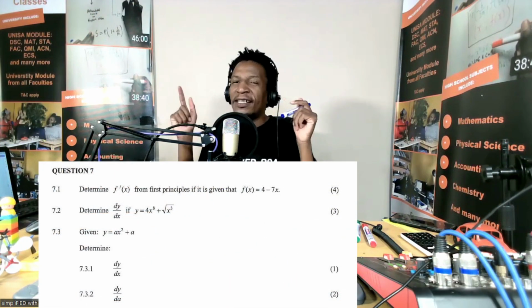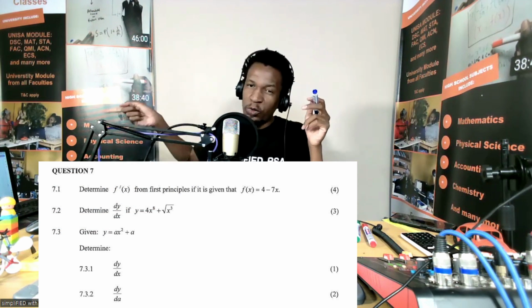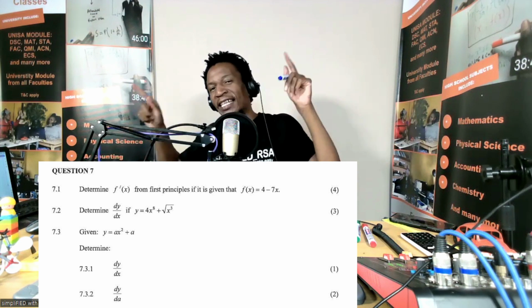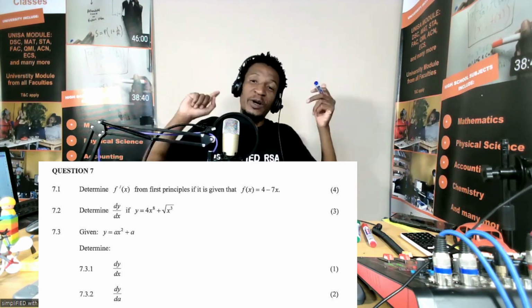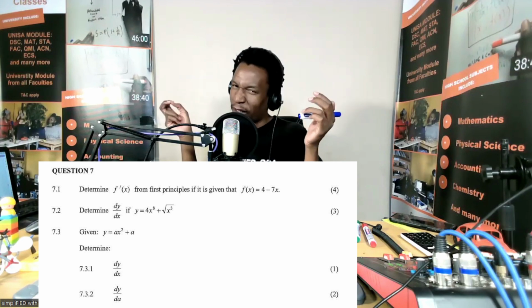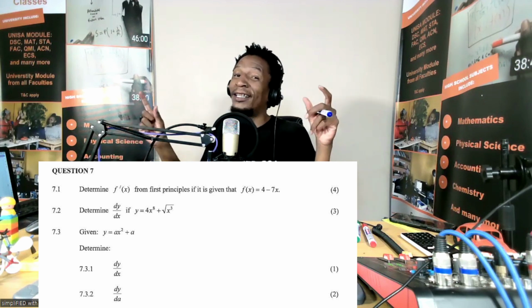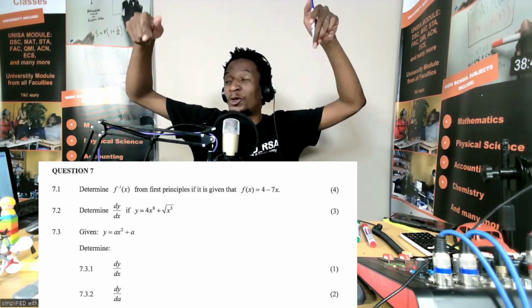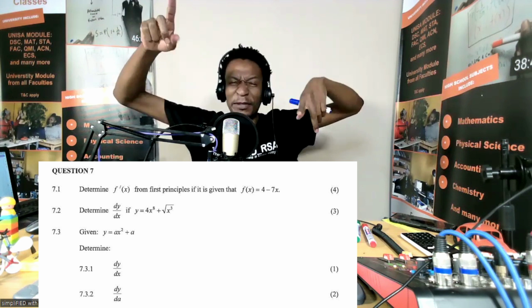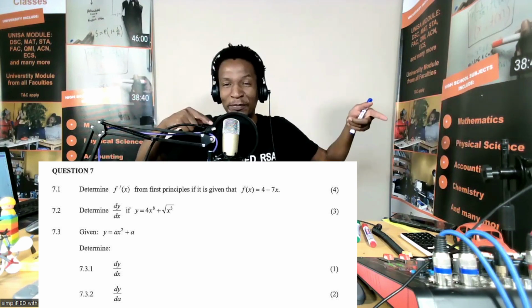Moving along. So 7.2, we are requested to determine dy over dx if y is equal to 4x to the exponent 8 plus square root of x cubed, right? This time around, we don't necessarily have to use the first principle. If you want, you can use the first principle, but it's going to take you way too long. The reason why 7.2 was 4 marks is that it could have been even half a mark if it was to be applied using the rules.